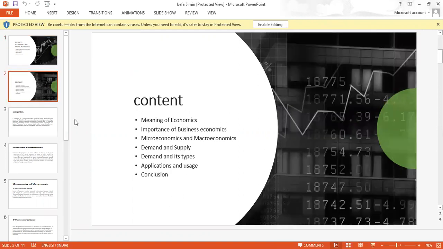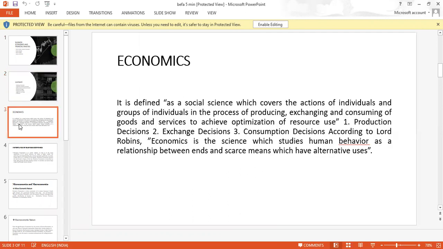Initially, the content which I am discussing right now is about the meaning of economics, importance of business economics, what is meant by microeconomics and macroeconomics, demand and supply, demand and its types, application and usage of business economics, and at last the conclusion of it. Here, at first, what actually does economics mean?